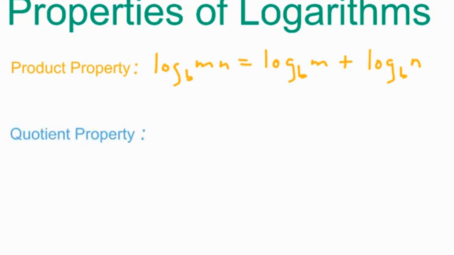Next, we have what's known as the quotient property. Now, the quotient property deals with a statement of division, and it would be like saying if I had the log base b of m divided by n.